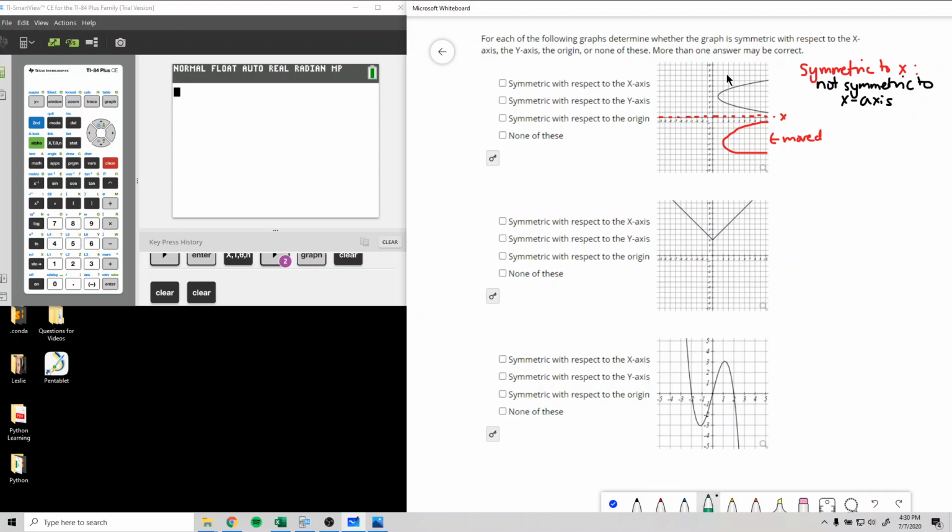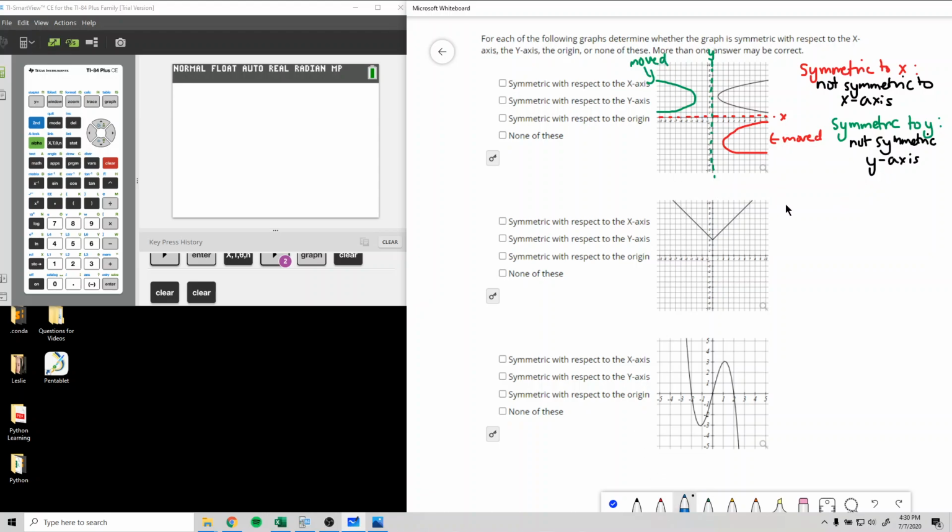Now the way we do the y-axis symmetry is very similar. The y-axis is the vertical one. We take our picture and we flip it over the y-axis. So when we flip this over the y-axis, think about folding a piece of paper. It's going to face this way. It's going to look something like that. But once again, it moved. It's not the same exact picture. So the answer to this one is also no, it's not symmetric to the y-axis. And very literally, it's because it moved.